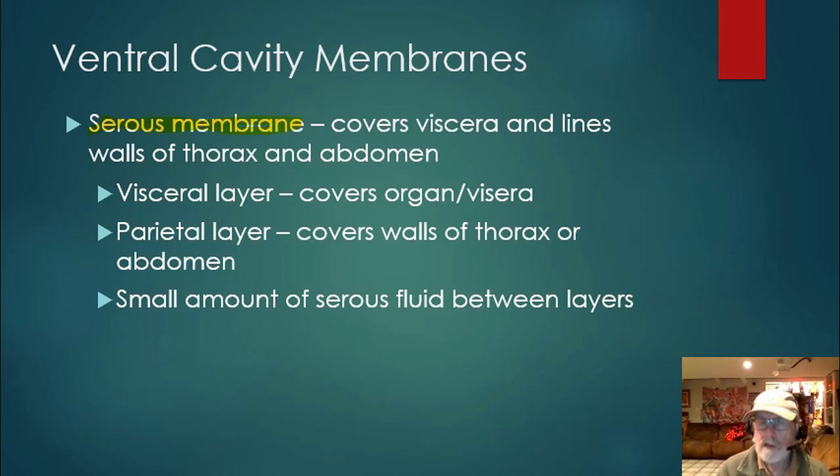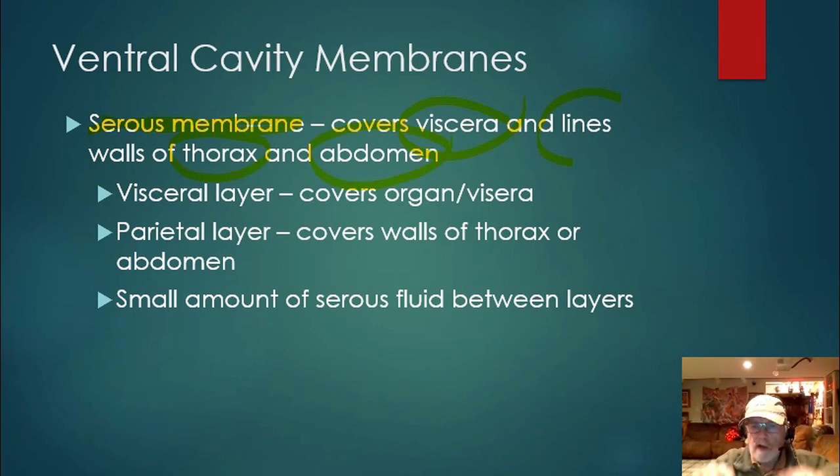Now you're really confused. They're membranes that line and cover things, but they produce a small amount of fluid that's slippery. It allows things to move and slide against other things. So this membrane allows organs to move a little bit so they don't get stuck to something. And the serous membrane covers the viscera and lines the inside wall of the thorax and the abdomen.